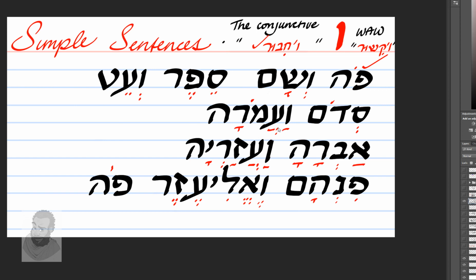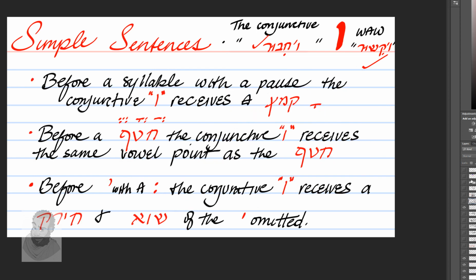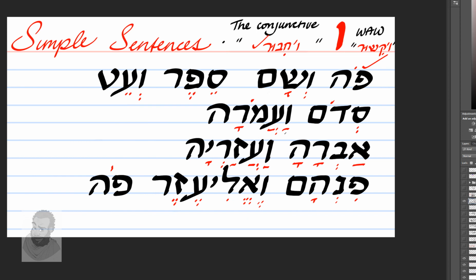Ra. Okay, so it has two sounds, the ain. Sezom wa. Now this is because of this rule right here: before a hatef or hatuf, the conjunctive wow receives the same vowel point as the hatef. So because of this, we see the patah and then we see the shoah. It's the same thing here. So because of that, this wow takes on the patah. So this is not we, but wa.